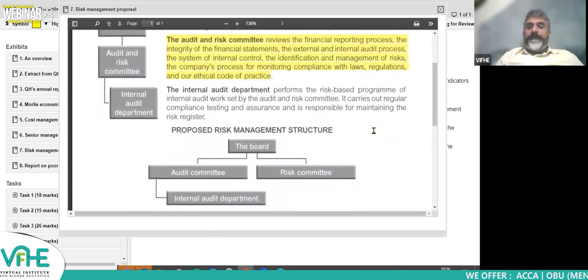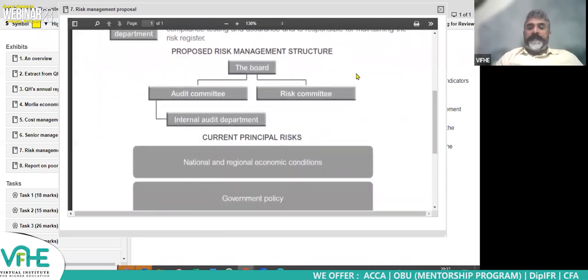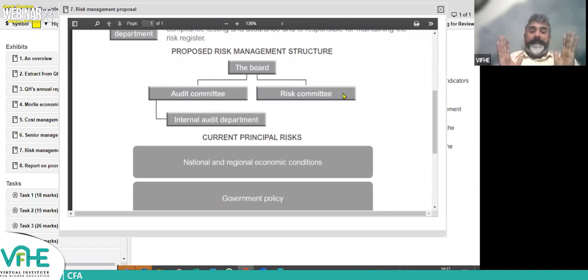So what is the CFO proposing? What is the proposed risk management structure? He's saying the board will be there and he's trying to segregate, separate. He's saying there should be an audit committee and there should be a risk committee. These should be two separate committees. And the internal audit will report to the audit committee, which makes sense to me.